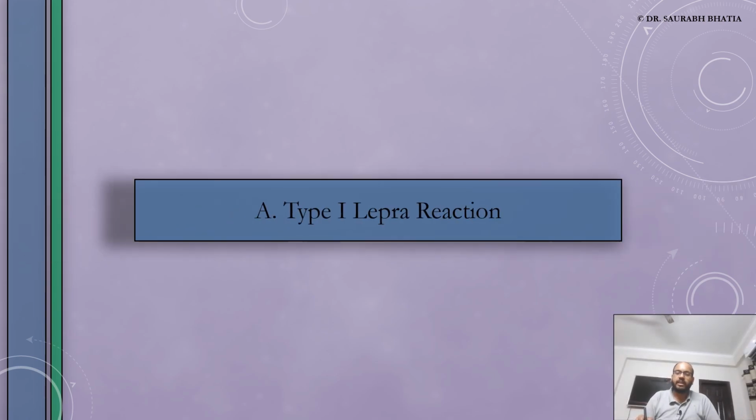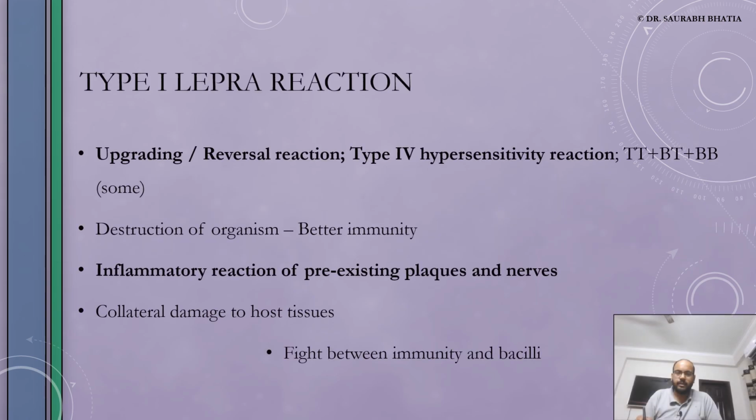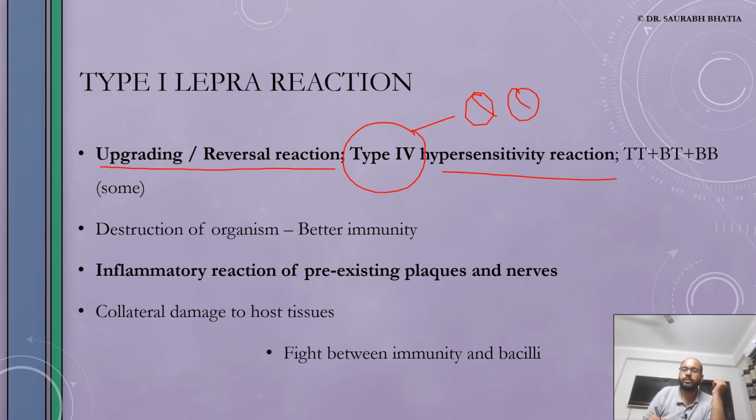Starting with type 1 Lepra reaction, also known as upgrading or reversal reaction. It is type 4 hypersensitivity reaction. Remember, this is a very important quiz question. Type 4 hypersensitivity reaction. It is mostly seen in TT leprosy, BT leprosy, and some cases of BB leprosy.